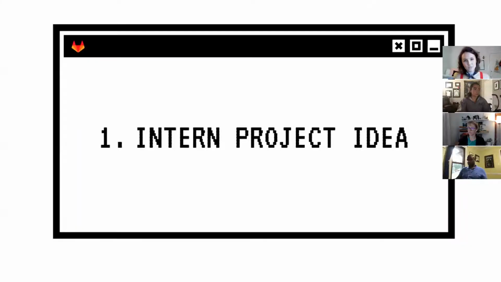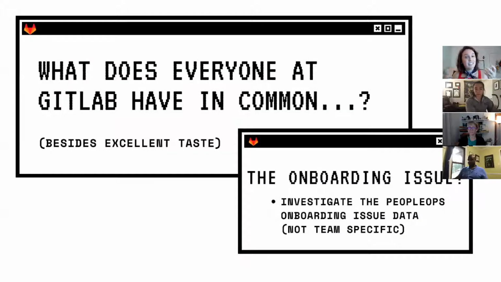Okay, so to start with the idea, I was thinking about what I could do, what I could research, what I could look at that would bring the most value to GitLab in this short amount of time that I have. So I was thinking, well, what is it that everyone has in common? Well, the onboarding issue, right? Everyone has to do the onboarding issue.